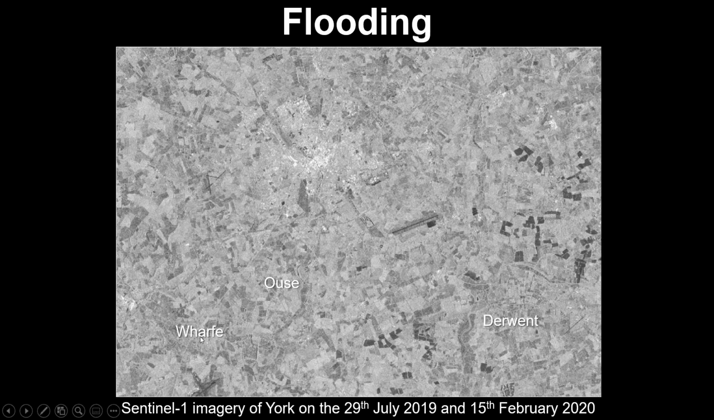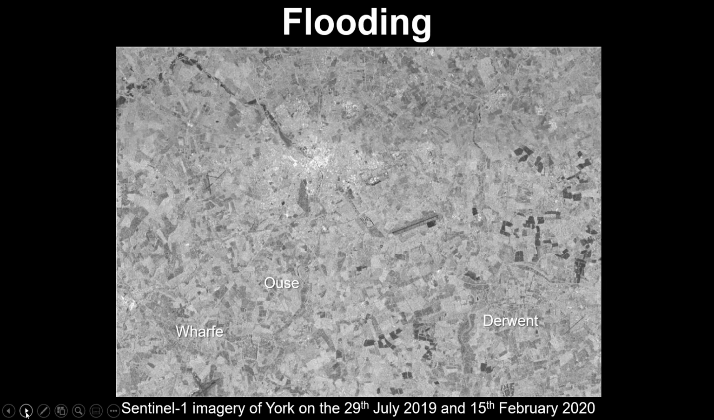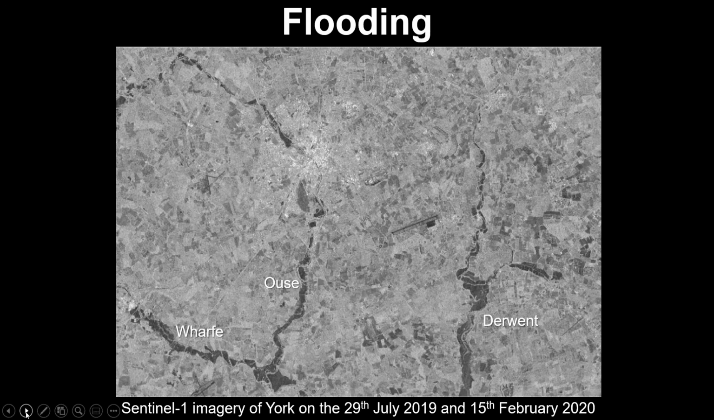And I've labelled the rivers, the Wharfe, the Ouse and the Derwent, although you probably can't see them that clearly in this image. I'm going to change it for imagery in February 2020 when we had huge floods, and now you can really see the rivers. They've broken their banks, they're showing up very clearly. So you can use this imagery to visualize flooding.